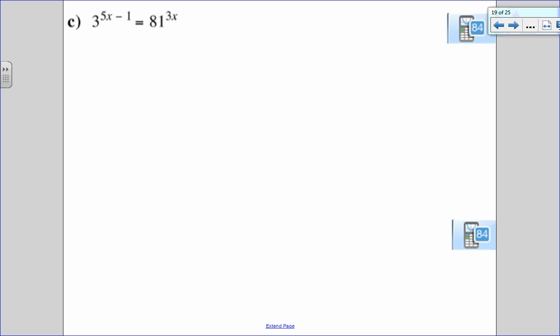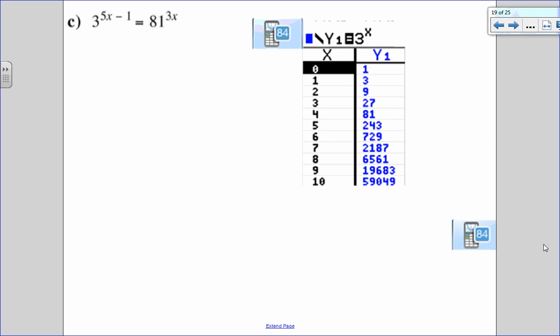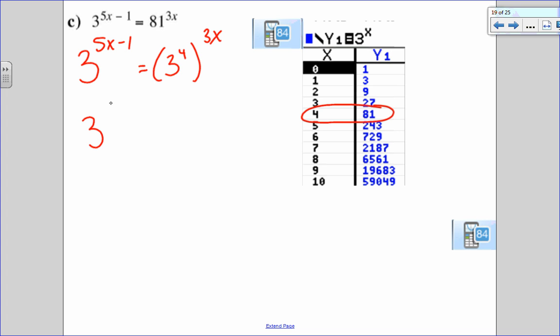So this one here, 3 to the 5x minus 1 equals 81 to the 3x. Always go to the smaller base. Let's go to 3 and see, can we write 81 as a power of 3? And yes, I see right there I can. So I'm going to have 3 to the 5x minus 1 is the same as 81, which is 3 exponent 4 to the 3x. So this will be 3 to the 5x minus 1 equals 3 to the 12x. So now that the bases are the same, I make like a DJ and drop my base.